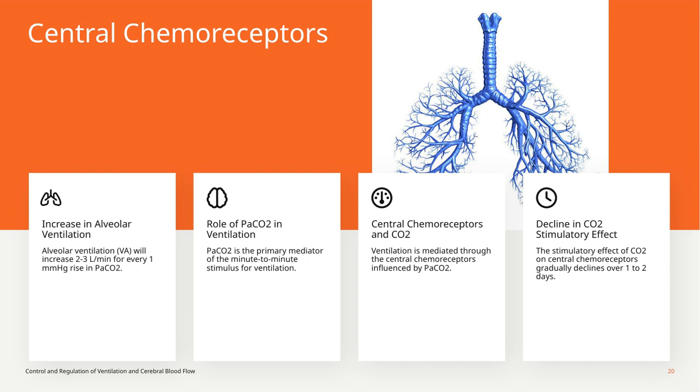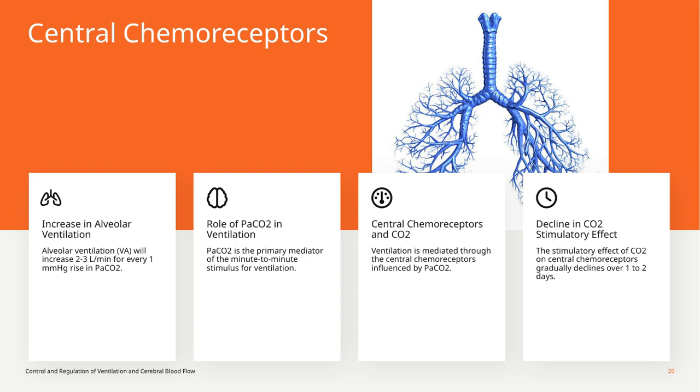Now, central chemoreceptors are primarily influenced by the partial pressure of CO2 in arterial blood, or PaCO2. This means that ventilation is largely mediated through these receptors, which respond directly to changes in CO2 levels. When PaCO2 increases, the chemoreceptors signal the brain to increase ventilation. Speaking of PaCO2, it plays a crucial role in controlling ventilation on a very short-term basis, minute to minute. Essentially, PaCO2 acts as the primary stimulus for adjusting our breathing rate and depth to maintain homeostasis.